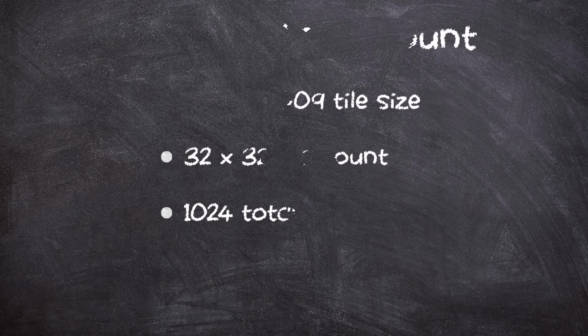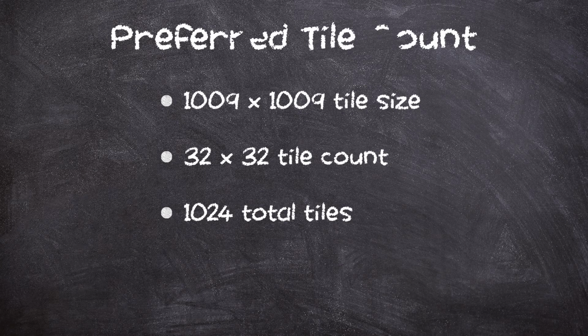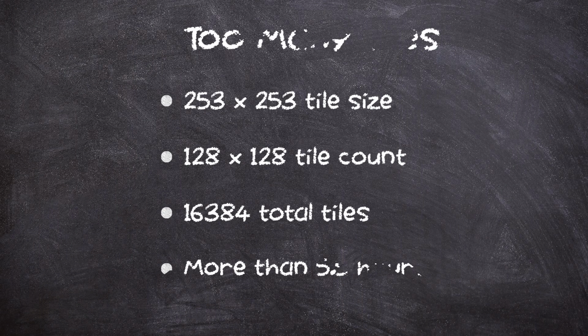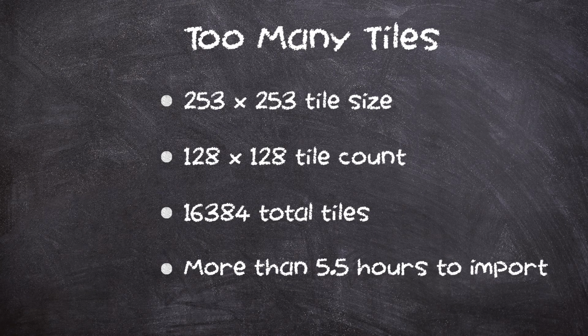So you want to preferably use no more than 32 by 32 tiles, which is 1024 total tiles, of 1009 by 1009 resolution height map tiles. Attempting to use smaller height map tiles, such as 253 by 253, will require 128 by 128 tiles, which is 16,384 total tiles, and that will lead to very long importing and level loading times.